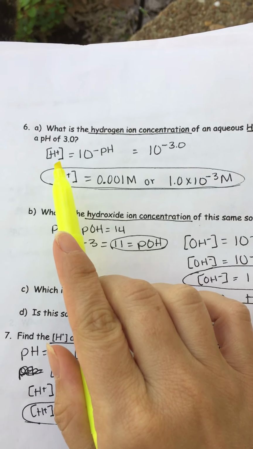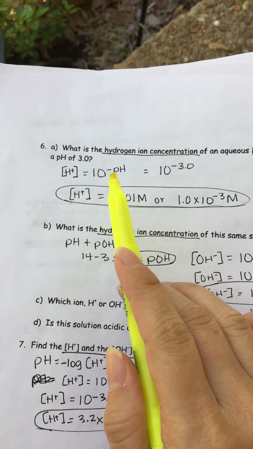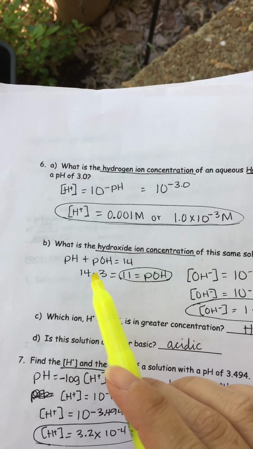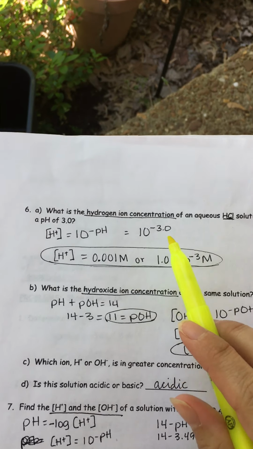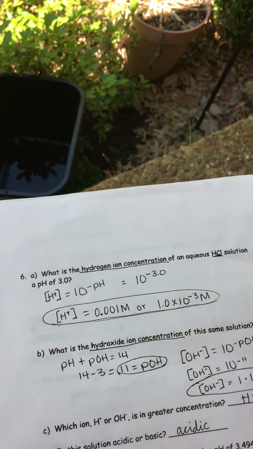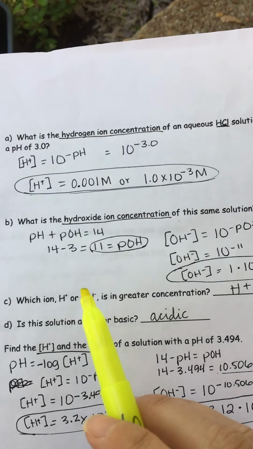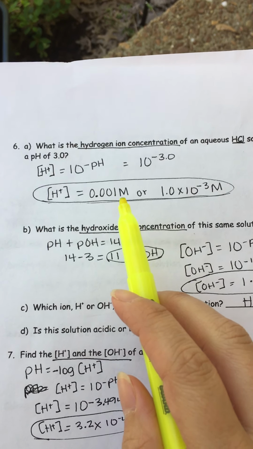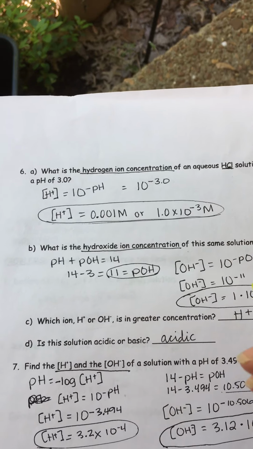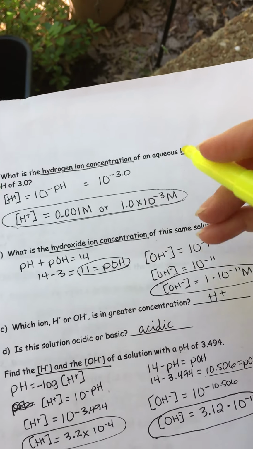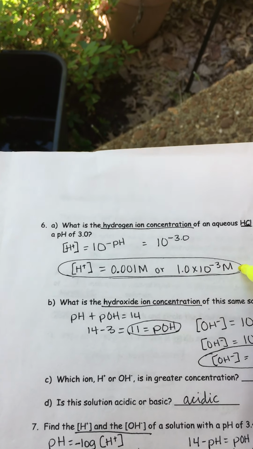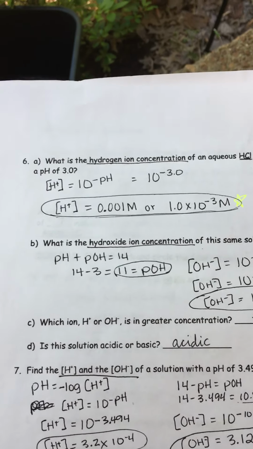So to find the hydrogen ion concentration, we take 10 and raise it to the power of the negative pH. We have a pH of 3, so 10 to the negative 3.0 gives us a concentration of 0.001 molar, or 1 times 10 to the negative 3. I like this one better, the 1 times 10 to the negative 3 for this particular problem, and we'll see why in just a second.